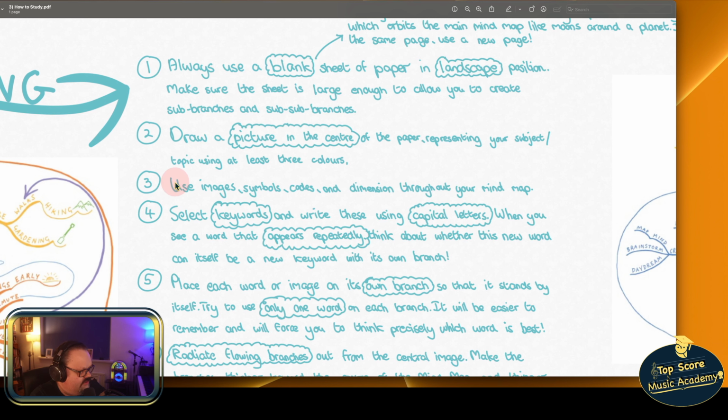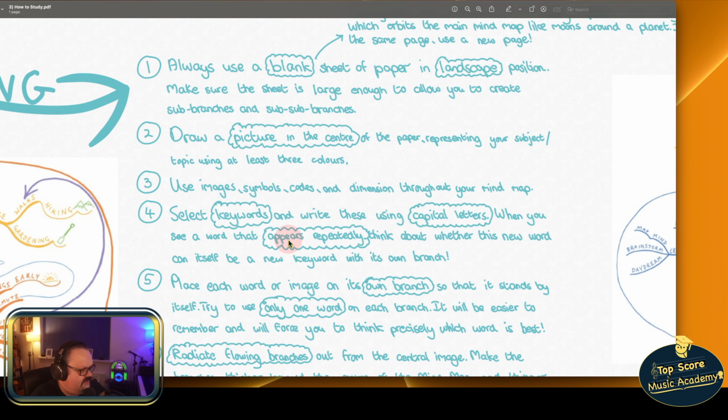Number 3, use images, symbols, codes, and dimension throughout your mind map. Maybe, for dimension, making some of the words a bit more 3D looking, or bring them out of the page a wee bit, highlight them a wee bit. Yeah, so use as much of those as you can. Select keywords and write these using capital letters. Yeah, that's an obvious way of emphasizing the most important things.